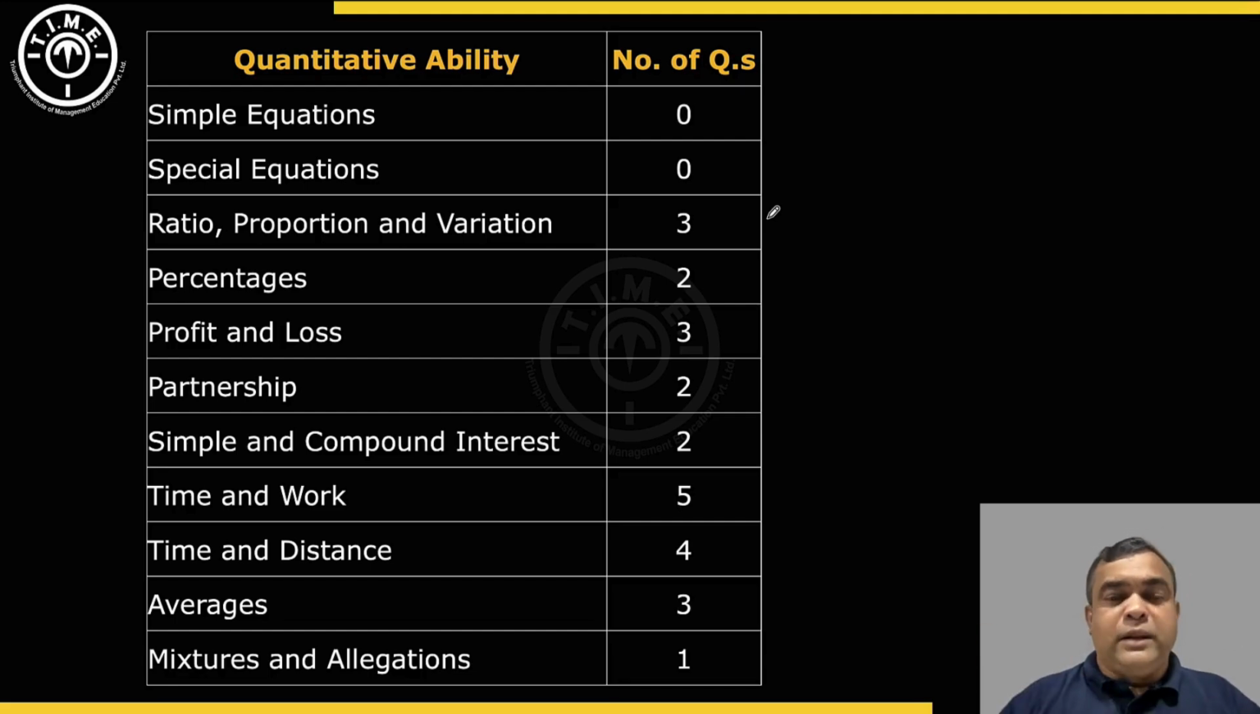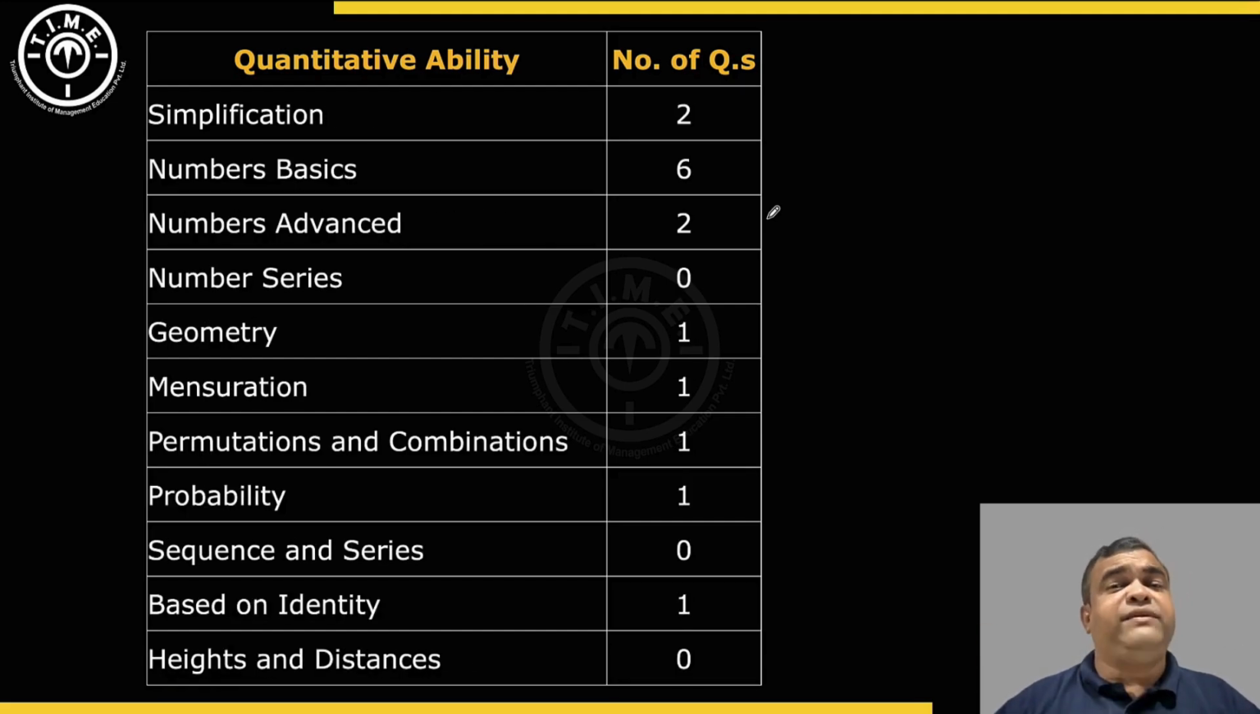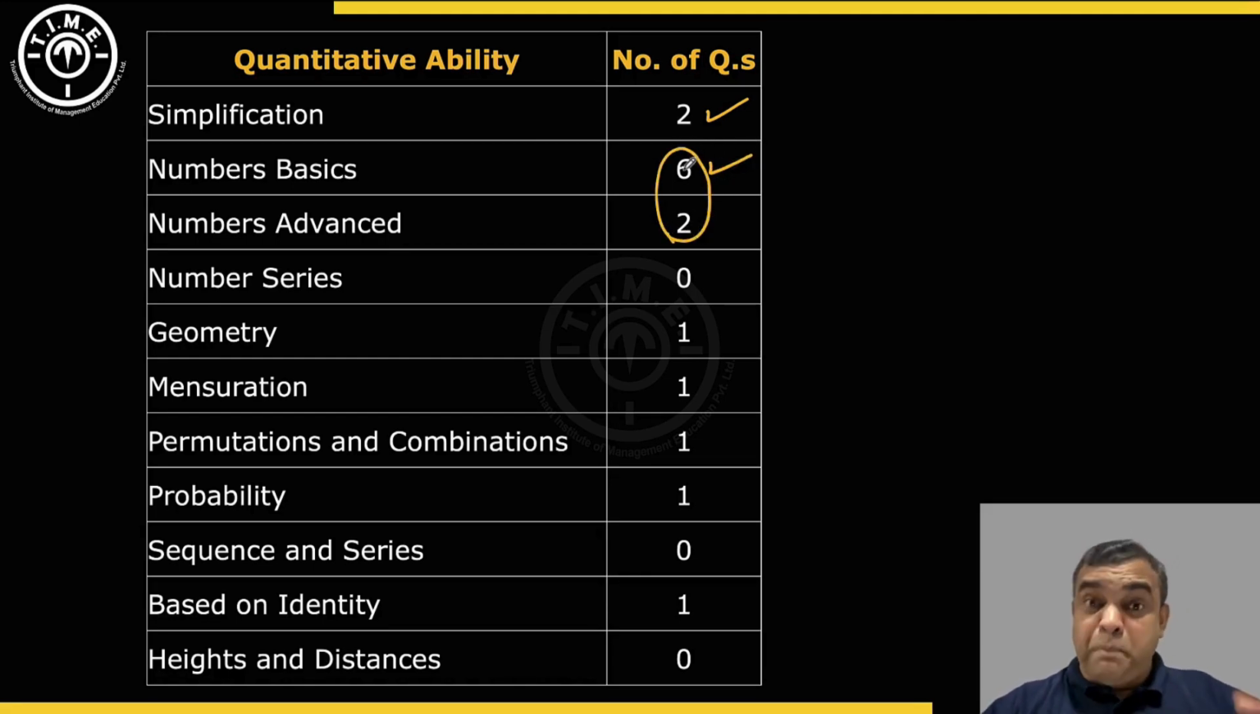Fine. Then other areas: simplification, there were 2 questions. Number basics 6 questions, and numbers usually have a slightly higher weightage every time. Compared to the regular weightage, numbers had a lesser weightage over here, only 6 to 8 questions. Geometry, there was 1 question, mensuration 1 question, permutation and combination 1 question, probability 1 question.